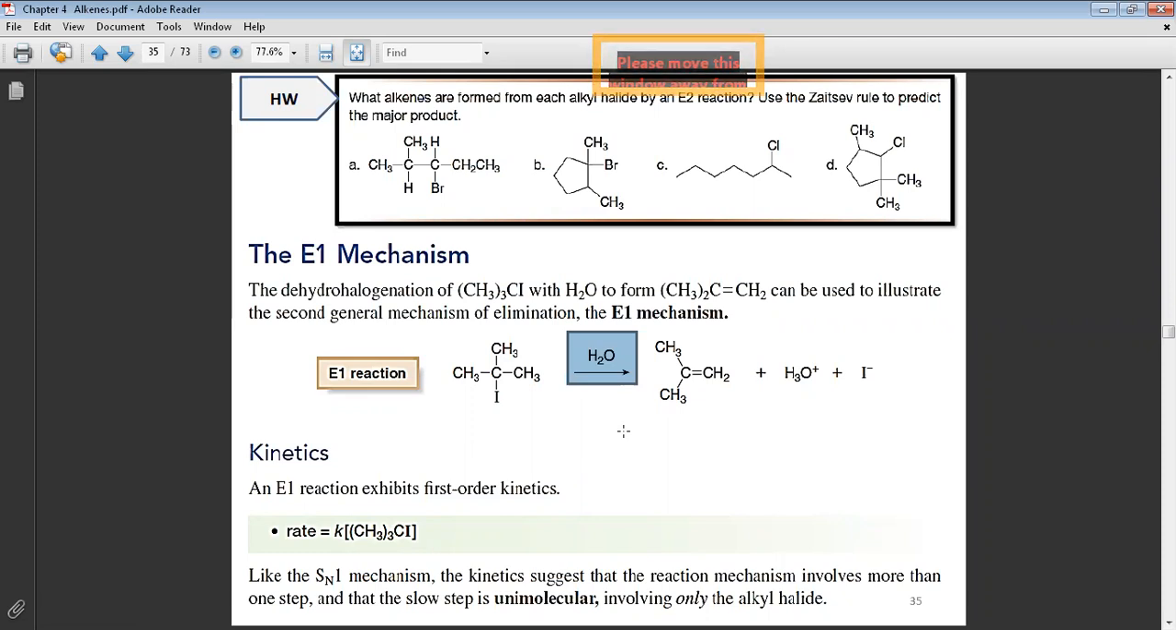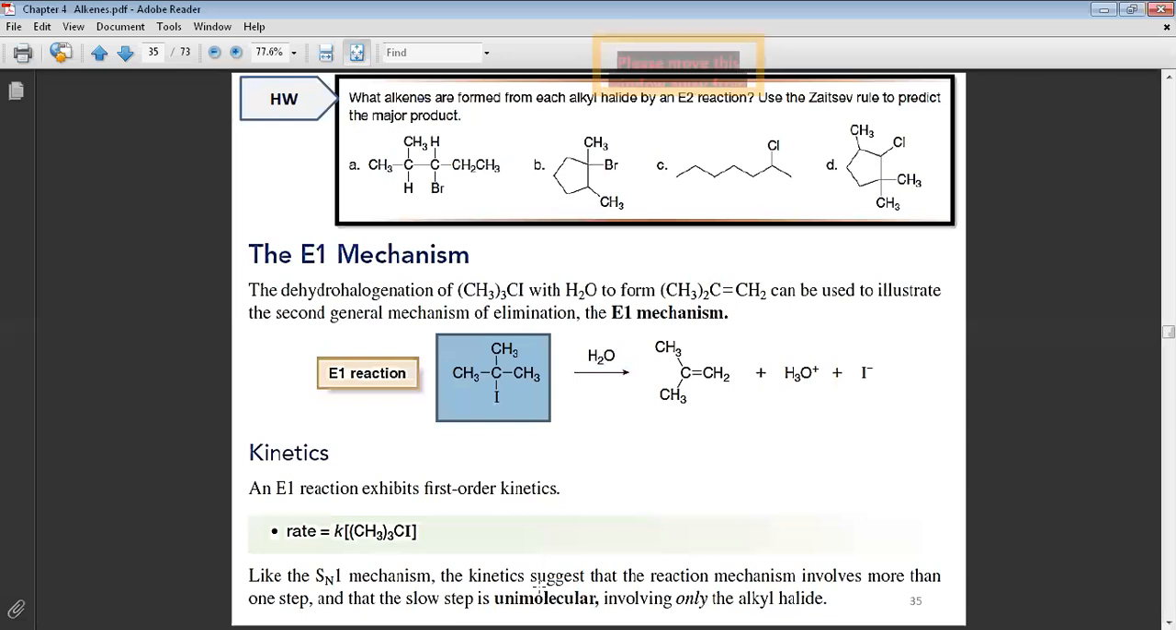Now this is different from E2 and E1. We said for E2, the concentration of the starting material and of the base appears in the rate equation. But here in the E1 mechanism, no, just the concentration of the substrate will appear. Look, just the concentration of the substrate. There is no concentration for the H2O. Okay, that means it is like the SN1 mechanism.